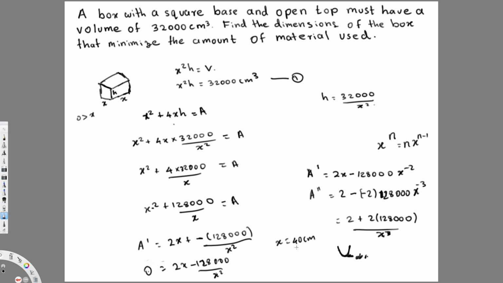Since we have found the minimum dimension, I know x equals 40 centimeters, and I can substitute into this equation to find the h value. If I substitute here, I will get h equals 20 centimeters. Since they are asking for the dimensions, we have to show it this way: 40 times 40 times 20 centimeters. So this is my final answer.